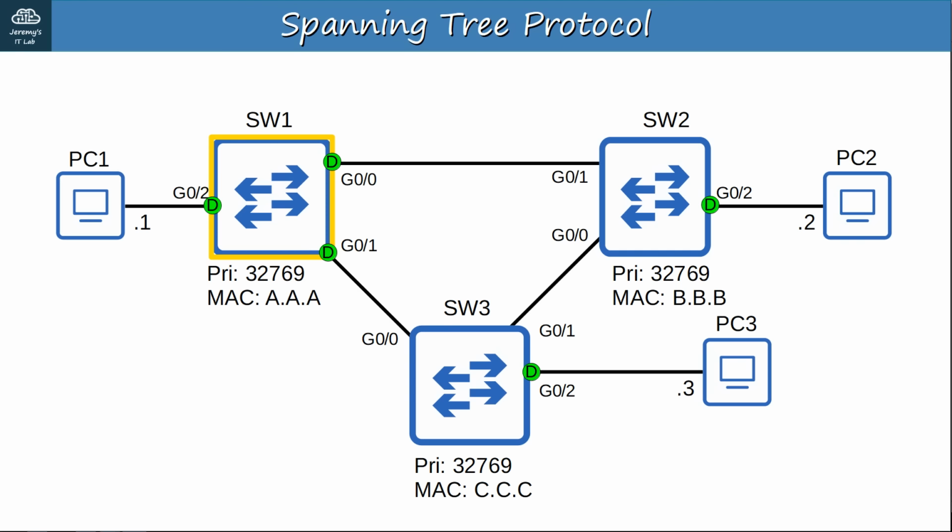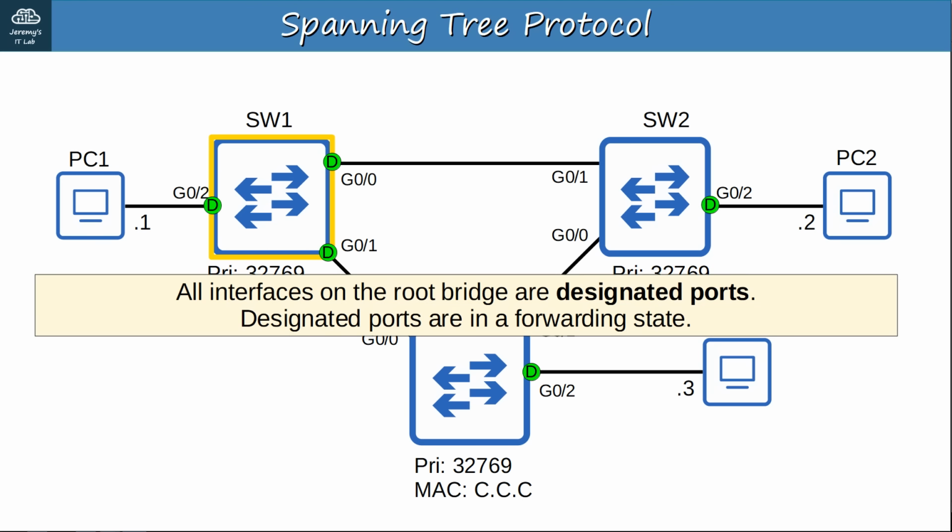So here in VLAN 1, switch 1 is the root bridge. All interfaces on the root bridge are designated ports, and designated ports are in a forwarding state. Designated port is just one of the port roles in Spanning Tree. There are a couple other port roles. I will introduce those in a minute.